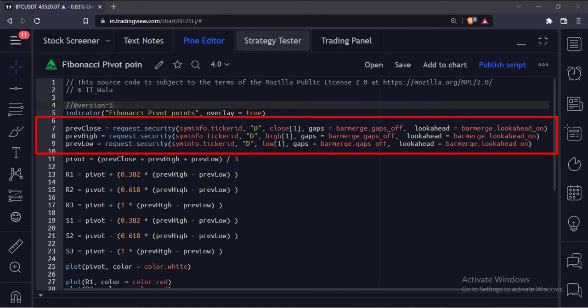The fourth argument handles the gaps. The fifth argument fetches higher time frame data and merges it into current bars. All this exercise prevents indicator repainting, as we have seen in one of the previous videos on indicator repainting issues.